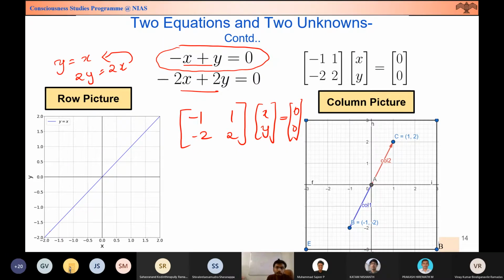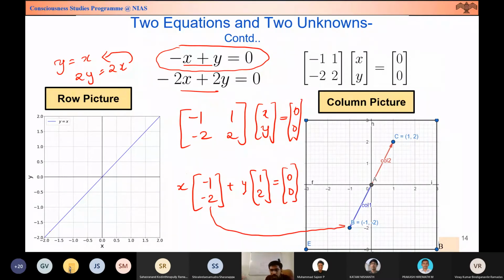Now let us see the column picture in this case. So the column picture will be: x times (-1, -2) plus y times (1, 2) equal to (0, 0). Again, let us see where (-1, -2) is. (-1, -2) is in the third quadrant. (1, 2) is in the first quadrant. And as you can clearly see, they are both on the same line. And (0, 0) is also a part of this line. So now the interesting case, right? That means there is a solution, as it is part of this direction.